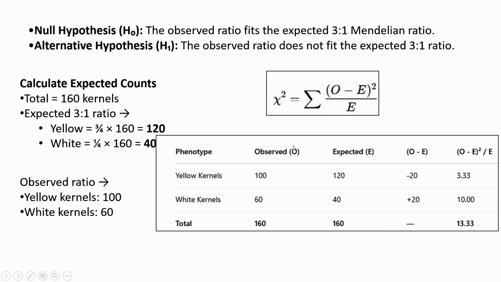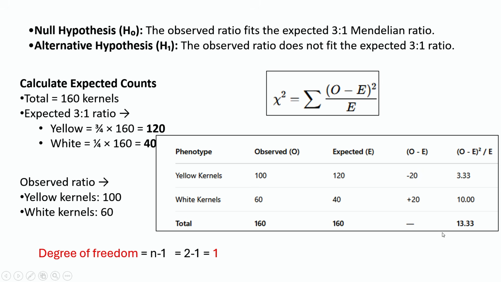So what you would do is apply this formula, and you can make this kind of table where you have observed and expected, observed minus expected, and then finally the formula. Then you have the chi-square value, which is 13.33.